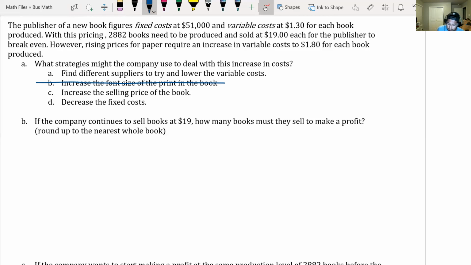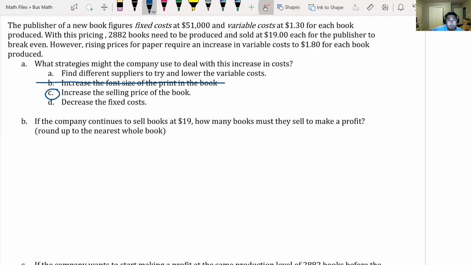All right, what do you think next? Increase the selling price of the book. That actually seems like a good strategy, right? If you increase the selling price of the book, that will help you deal with the increase in cost. So C is good.